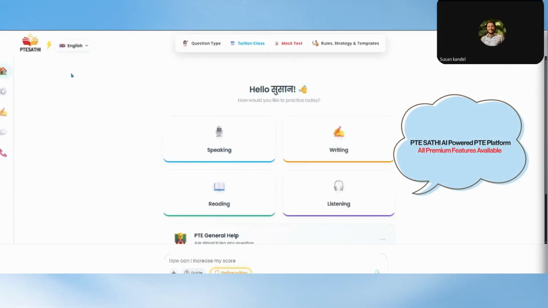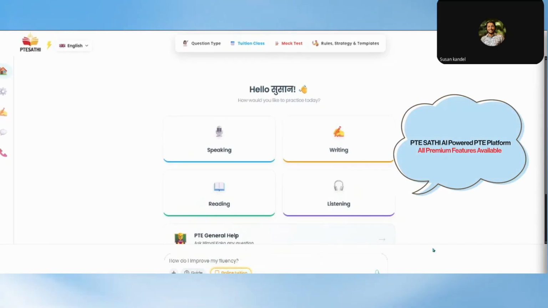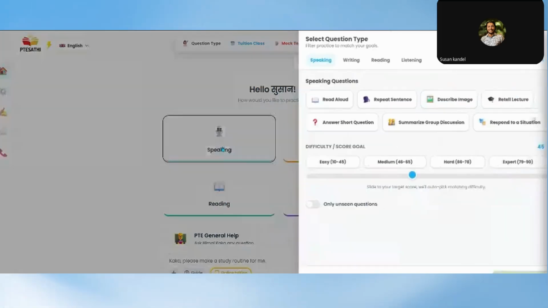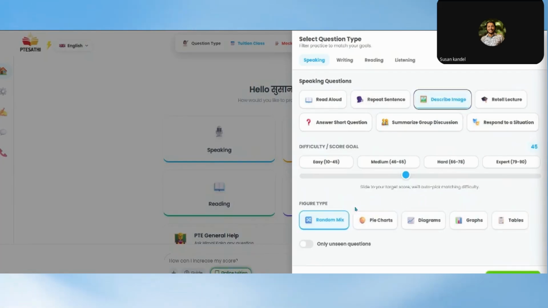As we are all very friendly with the platform itself, PTE Sathi, once you log in with our mobile number, we get to this front dashboard of PTE Sathi, with all these sections: speaking, writing, reading, and listening. Today's session was speaking, and we got to see all sorts of different types of speaking tasks. Out of that, today we covered Describe Image. So let's go through how we can practice at the very best using the PTE Sathi platform.